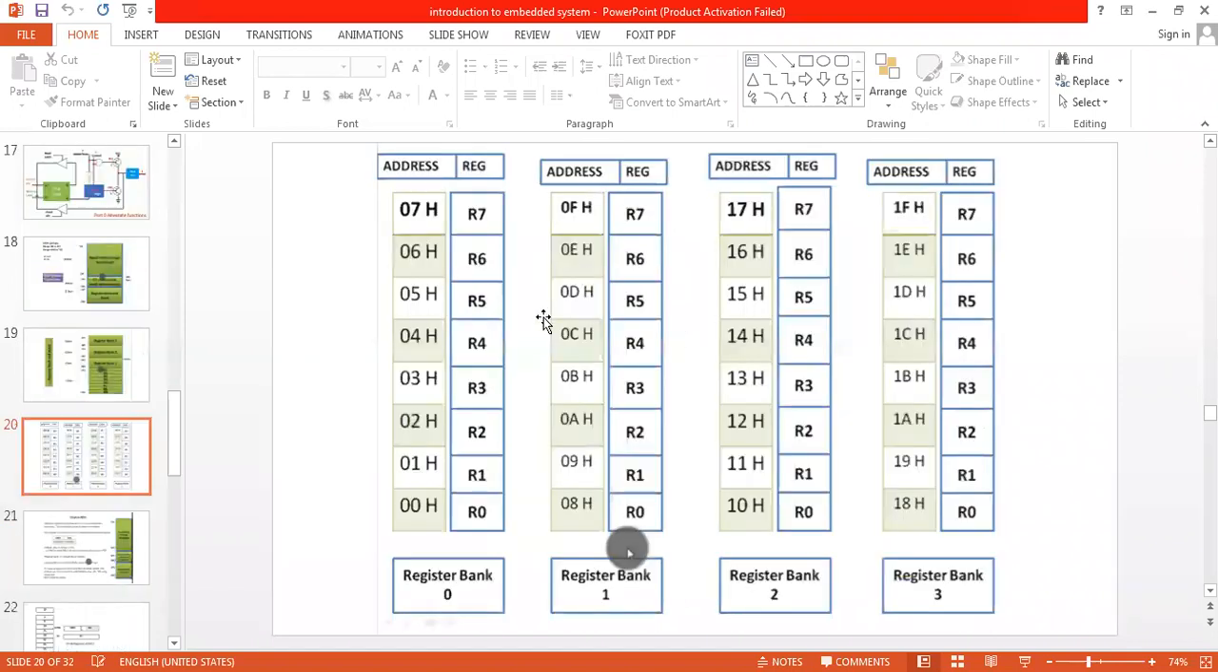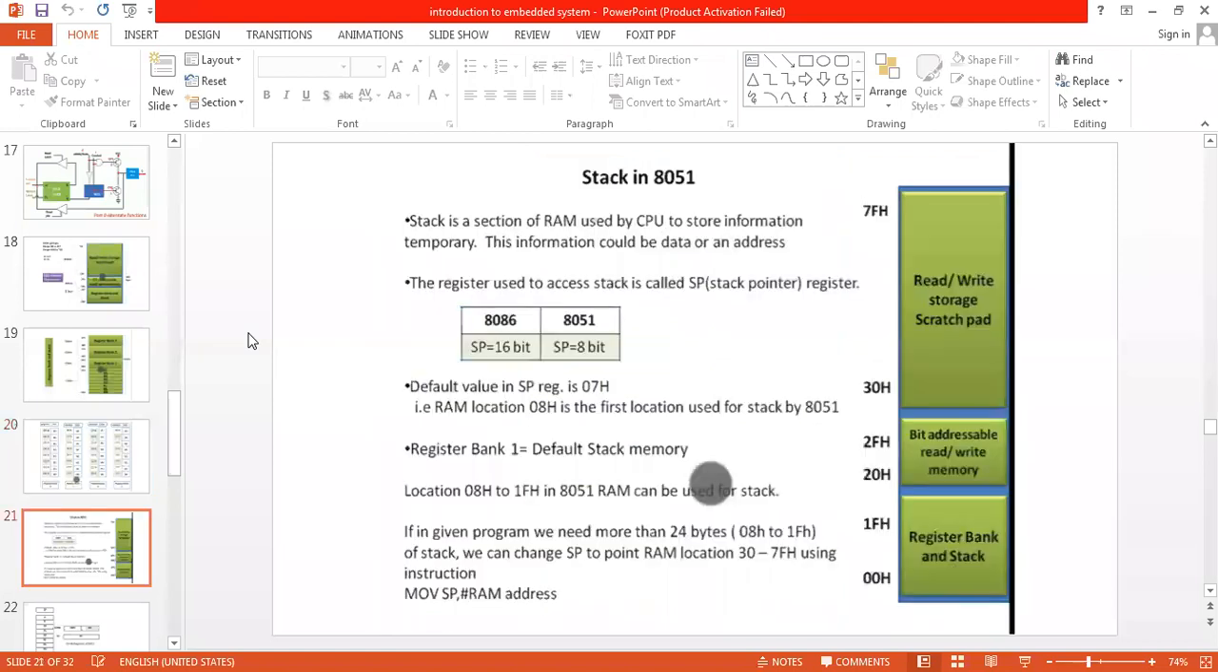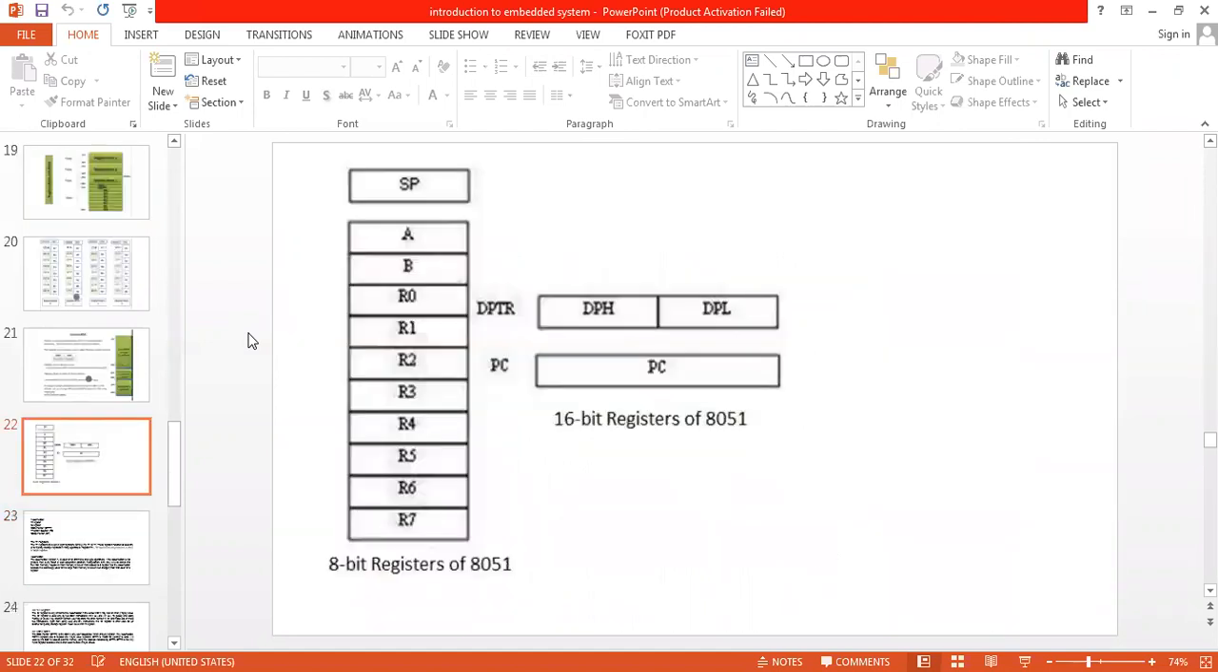Here we can see that the register names remain the same, R0 to R7 in bank 0, R0 to R7 in bank 1, bank 2, bank 3, but depending upon the bank, the memory address is different. Here the names are same, but memory addresses are different: 0 to 7, 8 to F, 10 to 17, 18 to 1F. That was the 32 bytes. Then we were talking about the stack pointer, right? Okay, let us go here.